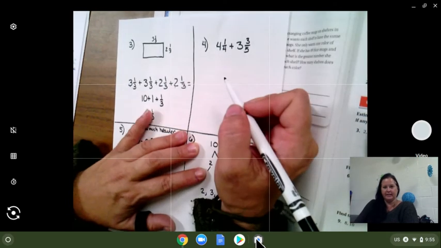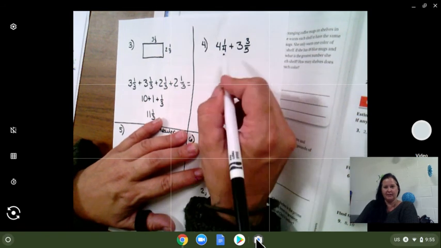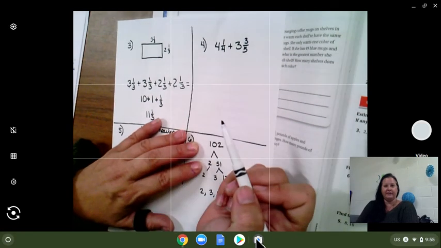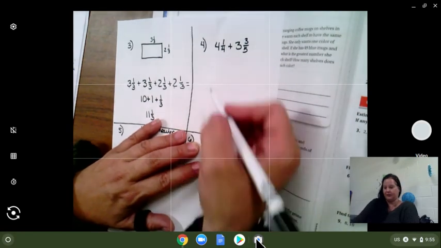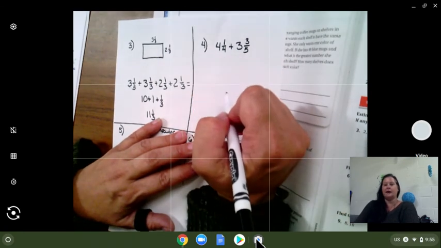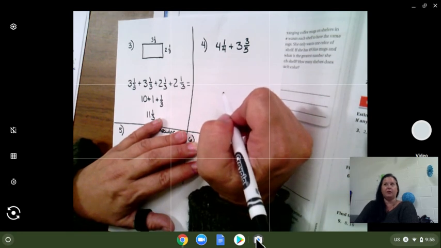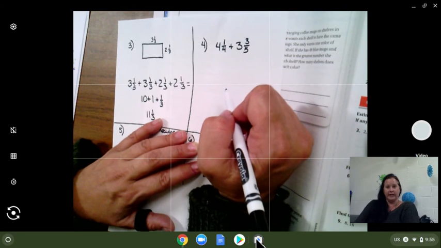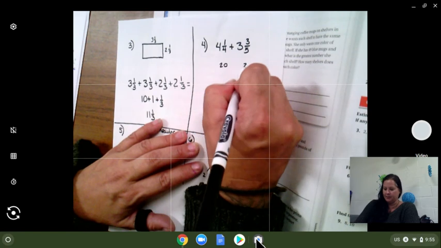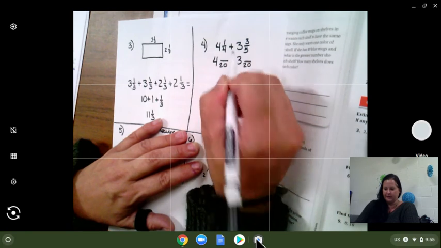Okay, the next one, we do not have a common denominator, and we are adding 2 mixed numbers. Remember, a mixed number has a whole number part and a fractional part. So therefore, we have to get a common denominator. And this is going to remind you how to do that in case you forgot. So I need to find the least common multiple between 4 and 5. If I count by 4s, 4, 8, 12, 16, 20, and I count by 5s, 5, 10, 20. 20 is my least common multiple.